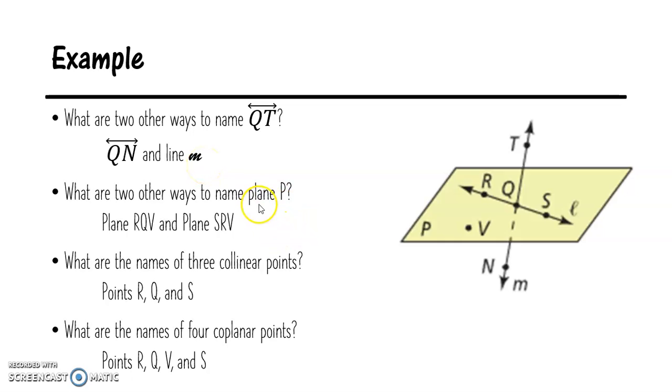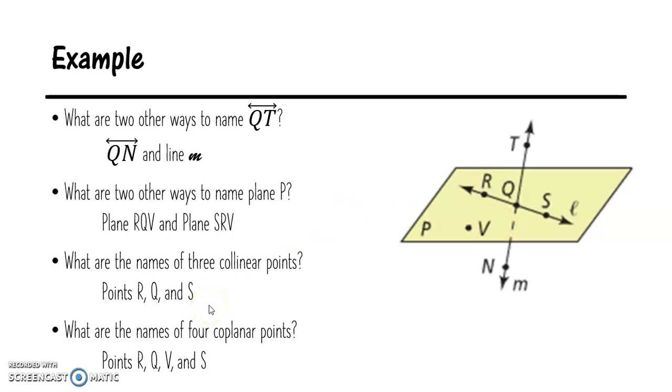Now for plane P, you can pick any 3 non-collinear points. So V has to be one of them because R, Q, and S are collinear. So you can name it RQV, like I did. You could name it SRV, or you could mix up these other letters. As long as you name V with them, you're okay.